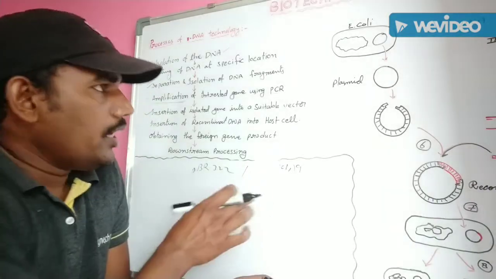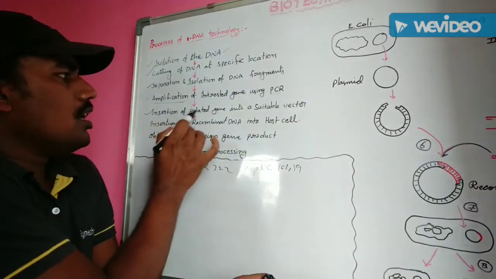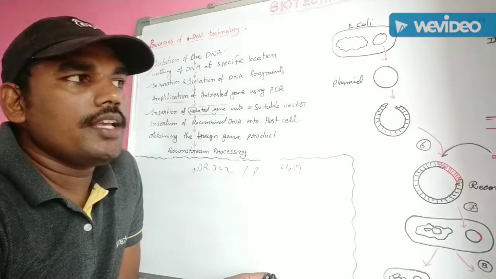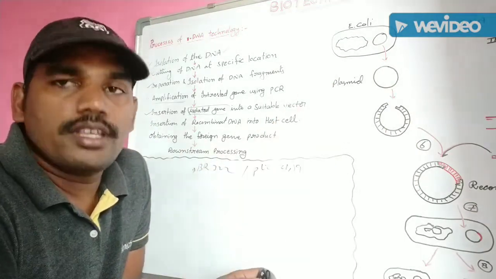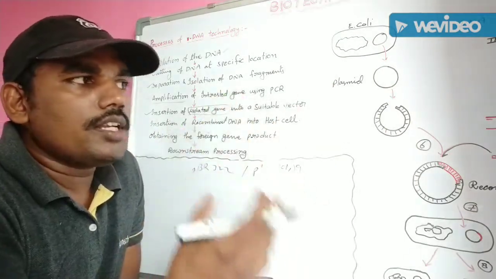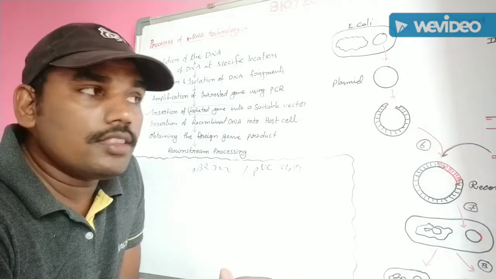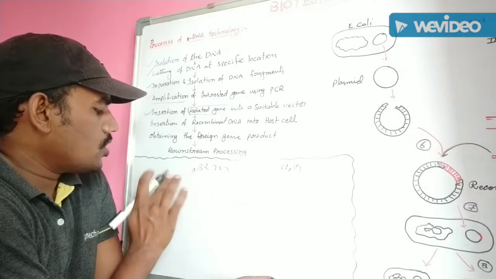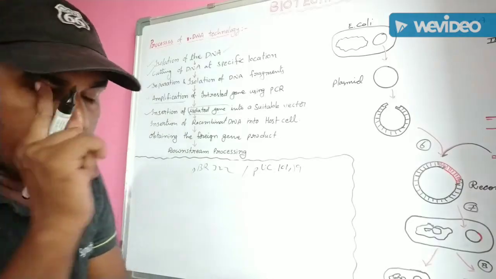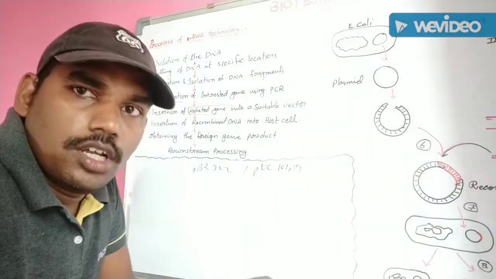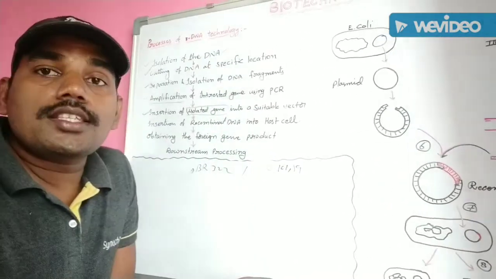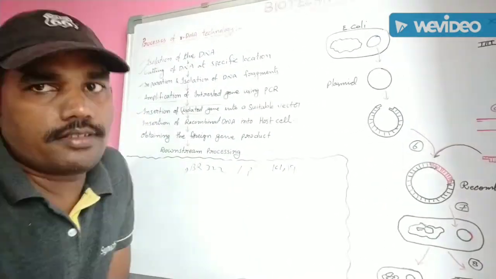So, the insertion of isolated gene. The isolated gene is multiplied into multiple copies in the process of PCR. This isolated gene is treated with the help of restriction enzymes, restriction endonucleases. These restriction endonucleases especially form sticky ends.